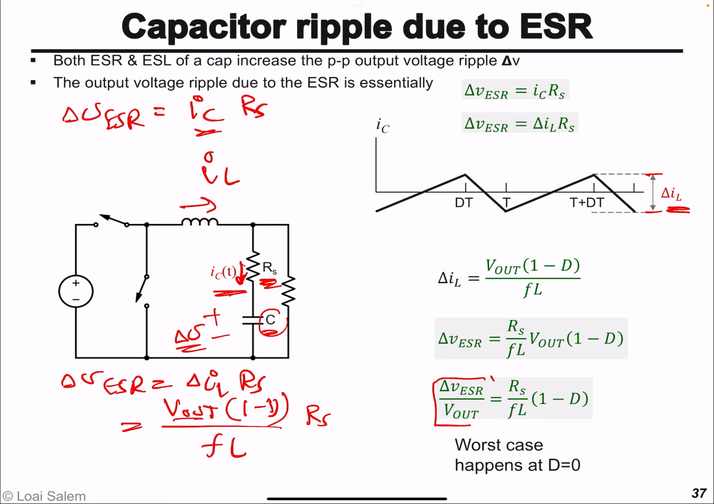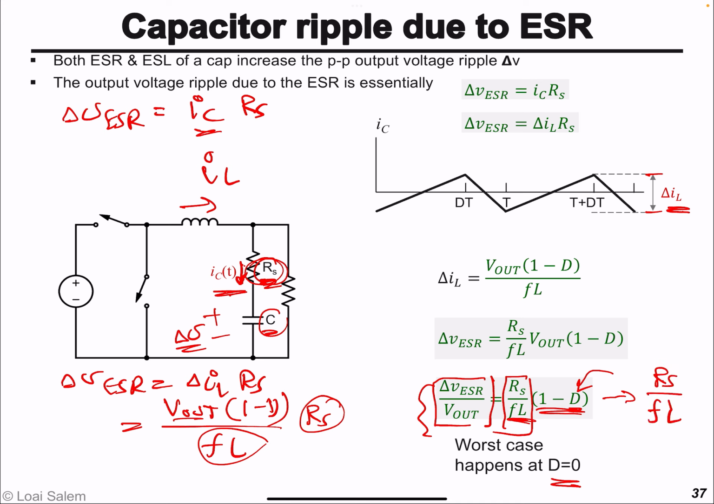We have the normalized value, and then we have R_S divided by f L. So essentially it's as if we are dividing the equivalent series resistance of the capacitor by the impedance of the inductor, f L, of course without the 2 pi, and then we have 1 minus D. And as you can see, the worst case for the largest ripple will happen when the duty cycle is approaching 0. And so essentially the worst case ripple due to the equivalent series resistance will be R_S over f L.